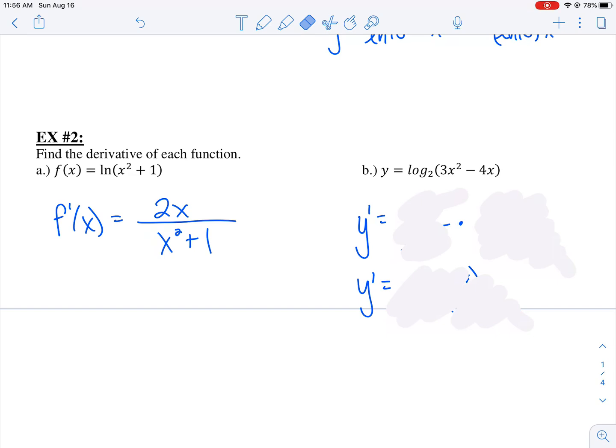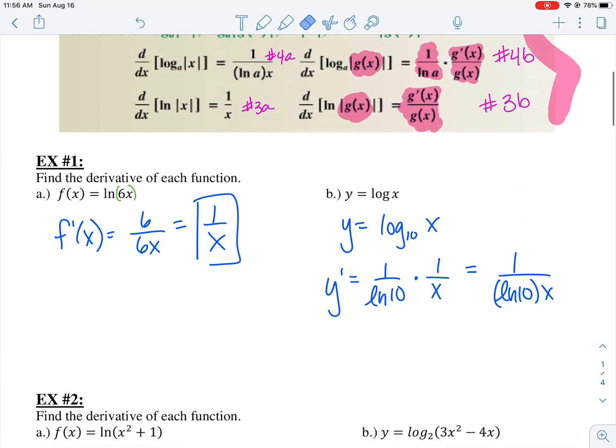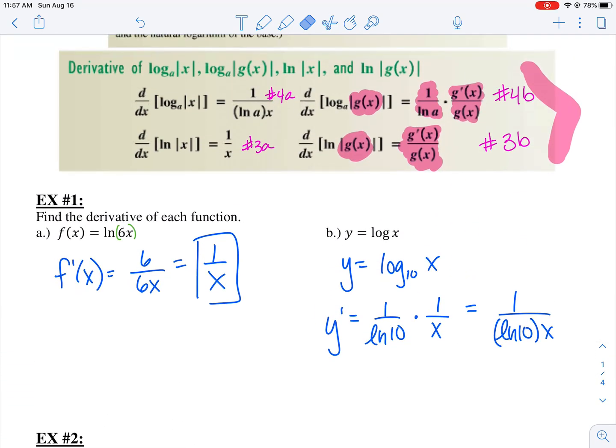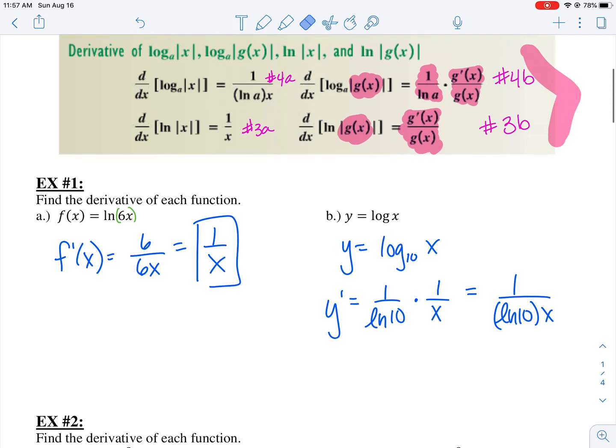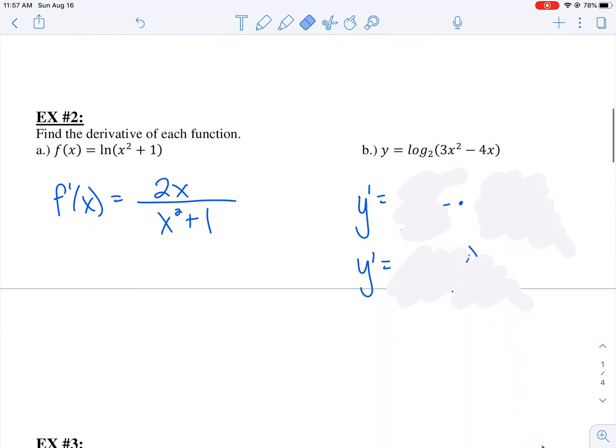y equals log base 2 of 3x squared minus 4x. What rule does that look like? Well, to me, this looks like rule number 4b. I have the log of a certain base and a whole bunch of junk inside. I can do 1 over the natural log of that base times the derivative of the inside over the original inside. So let's do that here.